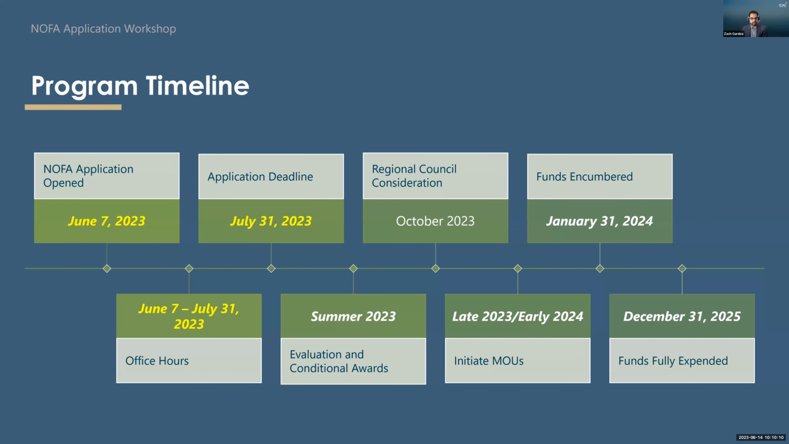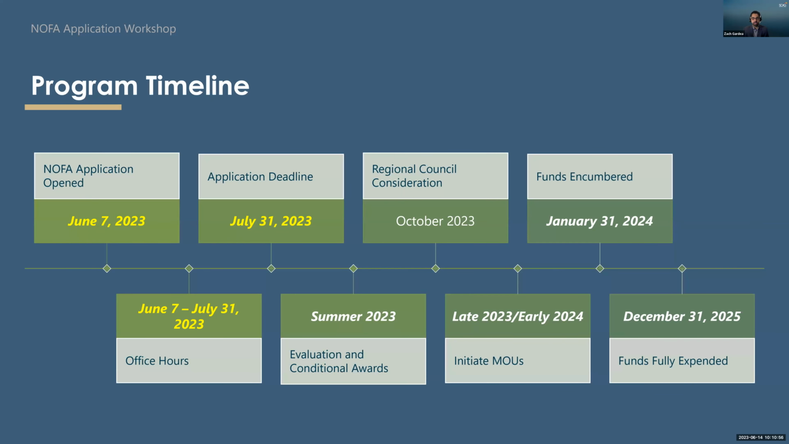So switching gears a bit, looking at the program timeline, including the evaluation timeline. Exactly one week ago today, we opened the NOFA application period on June 7th. The application period will stay open through 5 p.m. on July 31st. Throughout the period, applicants have access to office hours with SCAG staff to ask questions about applicant and project eligibility, or any technical questions related to the application. And in a few slides, I will demonstrate how and where you can schedule an appointment with us.